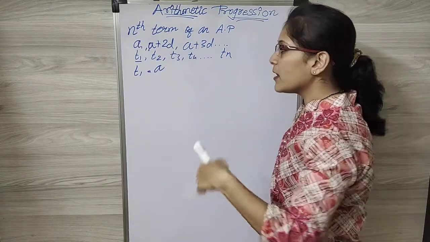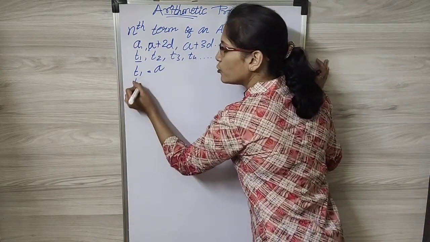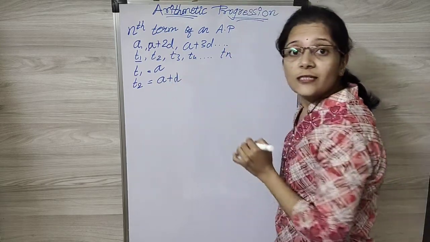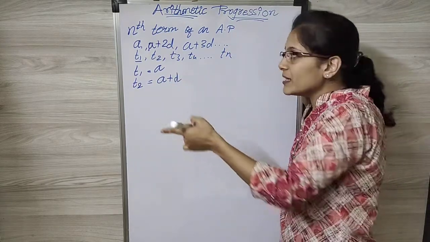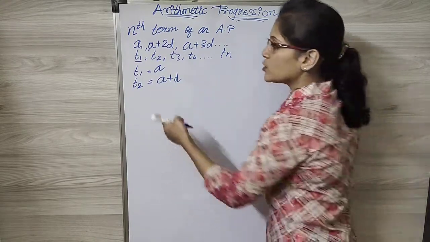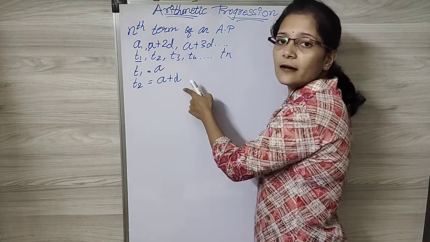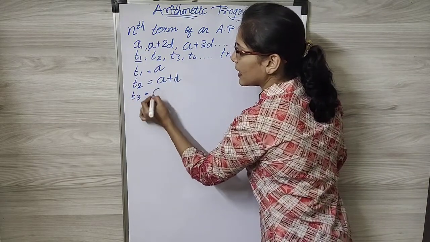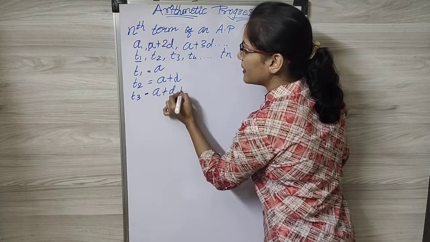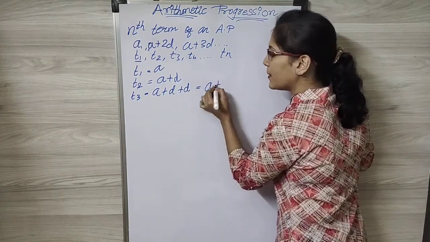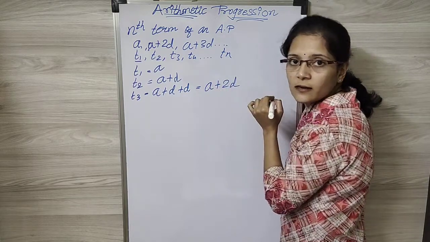Very simple. Now for T2, I'm going to add the constant difference, the common difference between the terms, right? D was the constant difference. So for T2, I'm going to write A plus D. For T3, I'm going to do A plus D plus D, or in the simplified form, I can write it as A plus 2D, right?